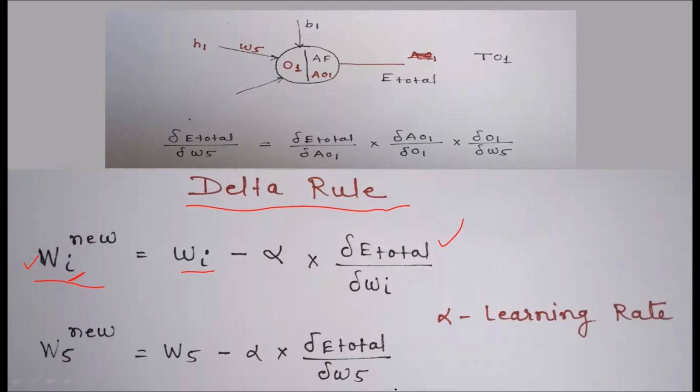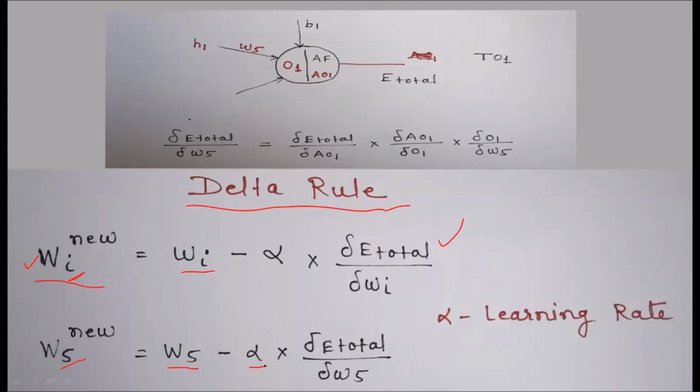So we want to train our network slowly so that we'll get a steady and proper response. Alpha is the learning rate. It depends on the choice of the designer or on the application. You can select the value of alpha. So this is the formula. In our case, we are finding an updated value for weight 5. So W5 new is equal to W5 minus learning rate.